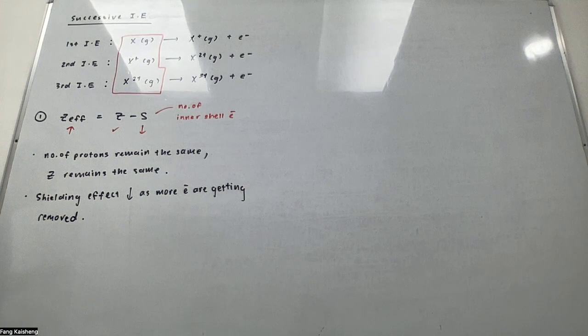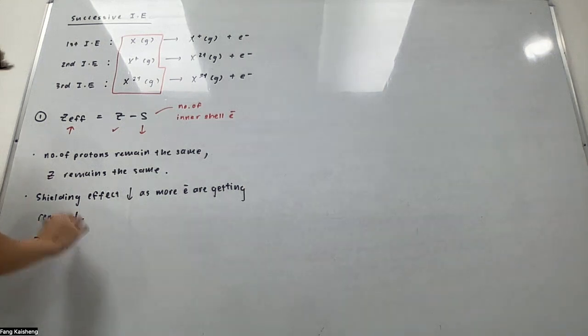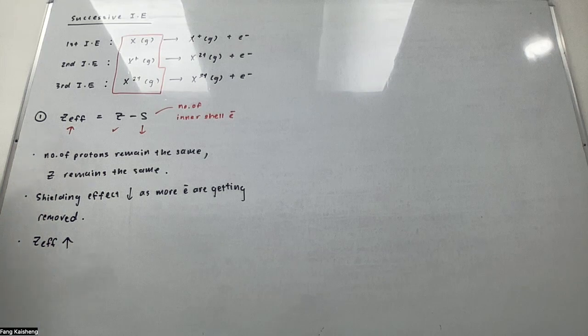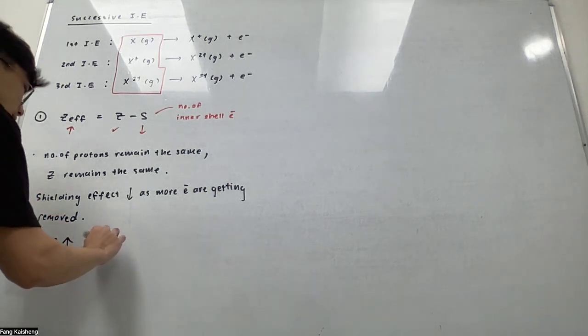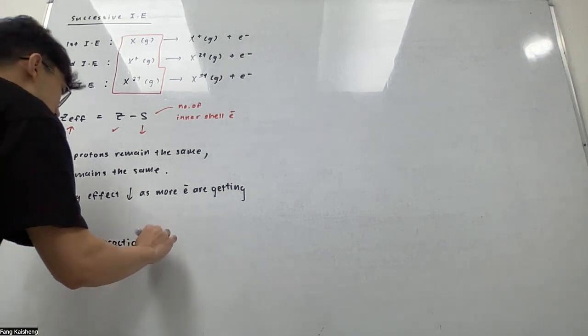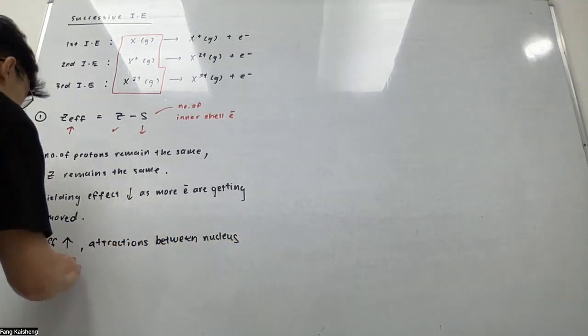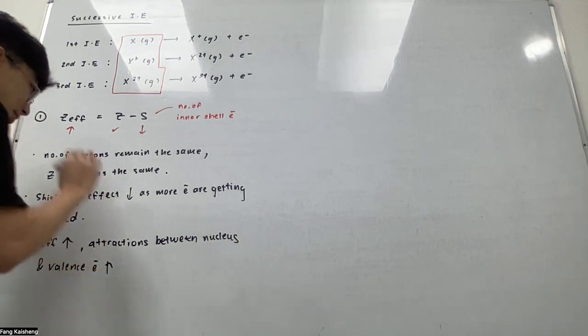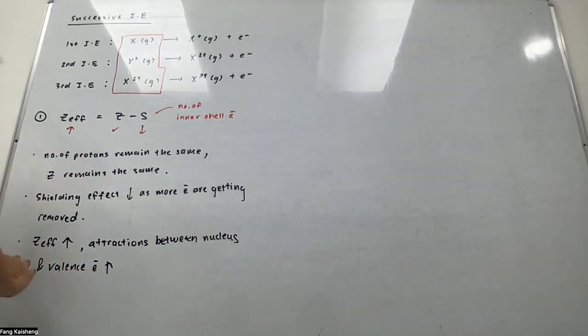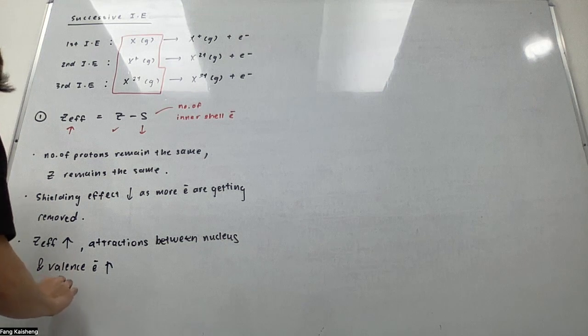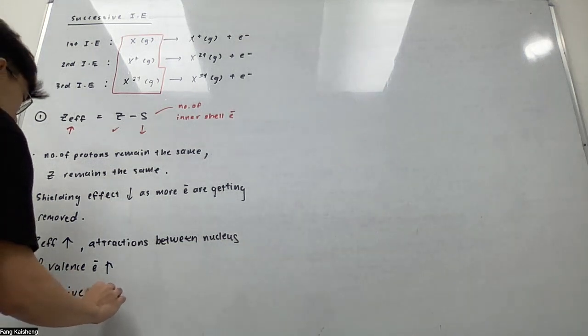That's why I think this is a little bit weird. Do you agree with me on this? Never mind. Because of that, the effective nuclear charge increases. Hey guys, is it harder or easier to remove now that you have a higher effective nuclear charge? Harder, right? Because the attraction between the nucleus and the valence electrons, or whatever is left, is now higher. And since it's higher, more energy is required. So the successive ionization energy increases.